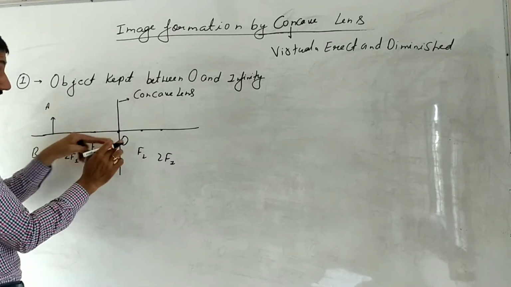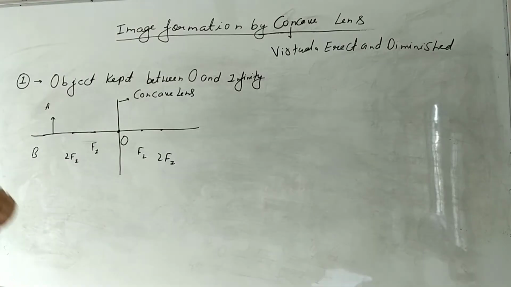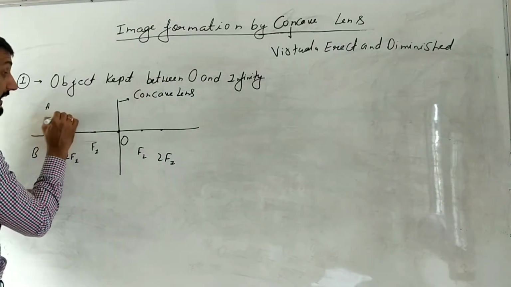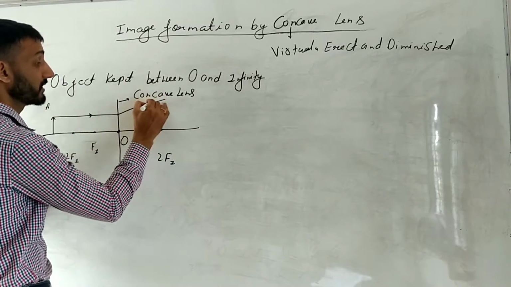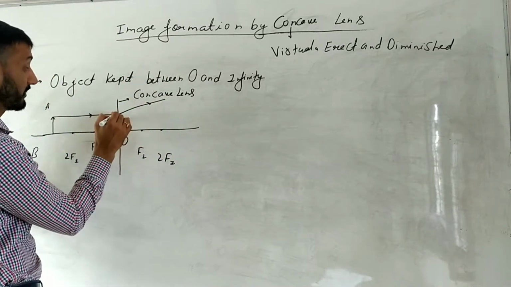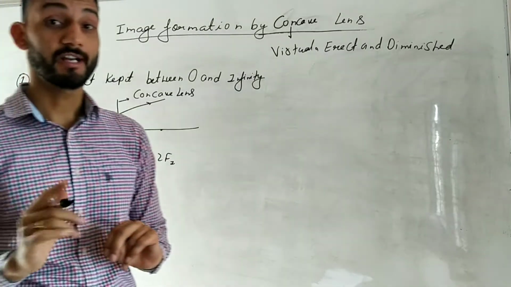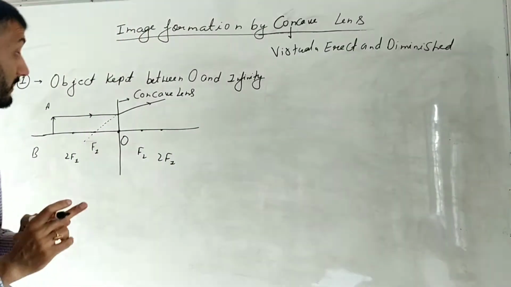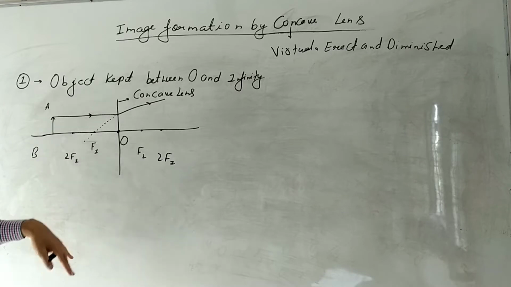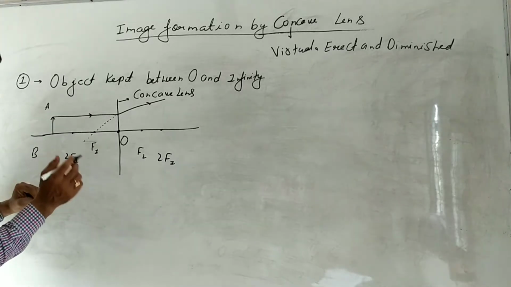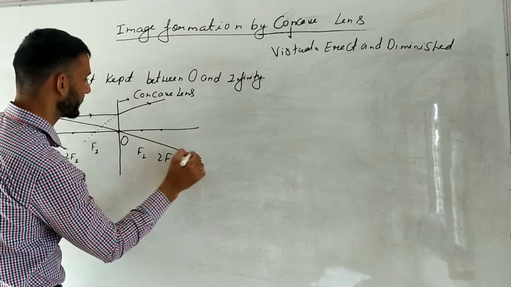So if you keep the object anywhere between optical center and infinity, you are going to get the same kind of image formation and same kind of characteristics. So light ray going parallel to principal axis, it will refract like this because this is a diverging lens. So you extend it backwards as if it is passing through the focus. It is not actually passing through the focus, but after extending backwards as far as passes through the focus, so you get an idea what kind of image it is going to form. Second, if the light ray is passing through optical center, it will go as it is.